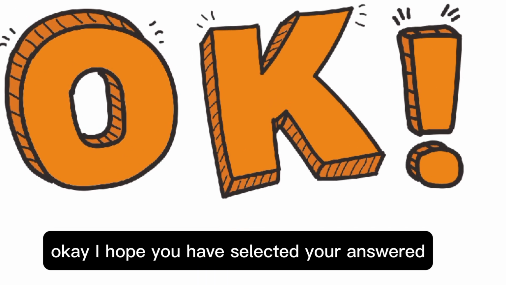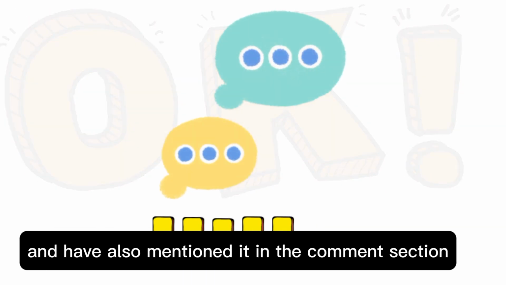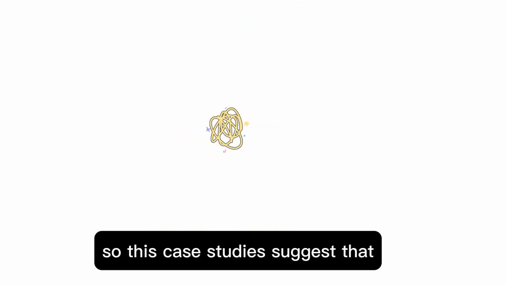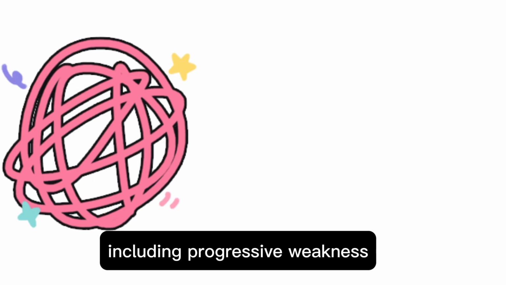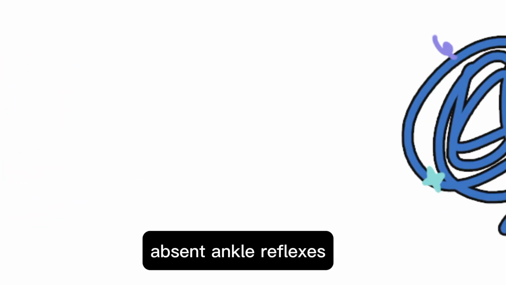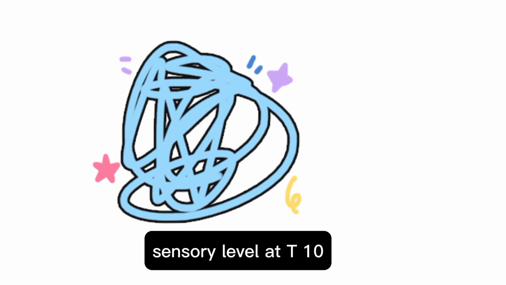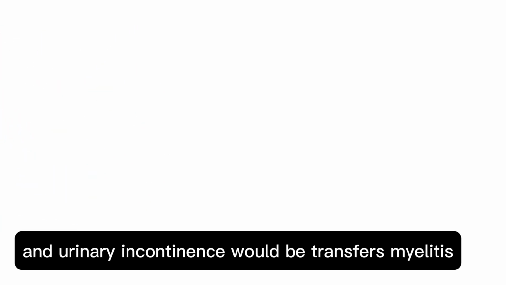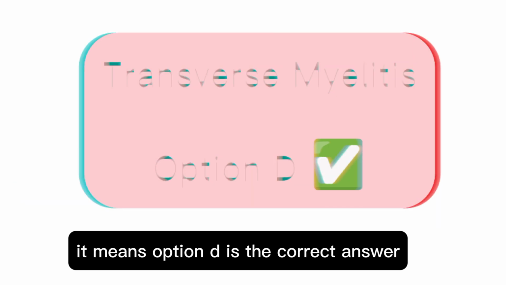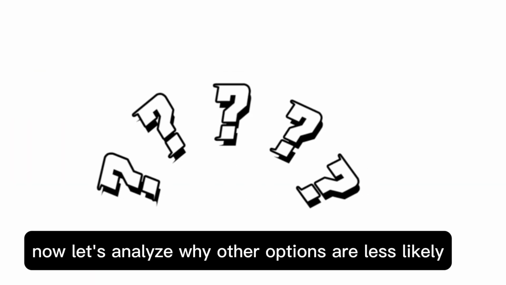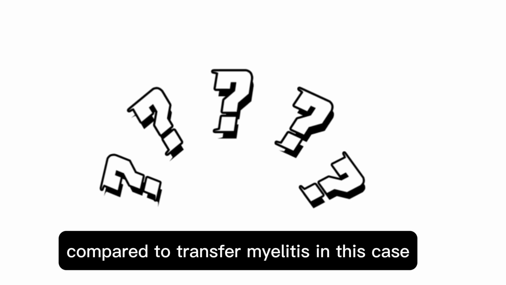I hope you have selected your answer and have also mentioned it in the comment section. This case study suggests that the most likely condition causing the patient's symptoms, including progressive weakness, sensory loss in both lower limbs, absent ankle reflexes, sensory level at T10 and urinary incontinence, would be transverse myelitis. It means option D is the correct answer. Now let's analyze why other options are less likely compared to transverse myelitis in this case.